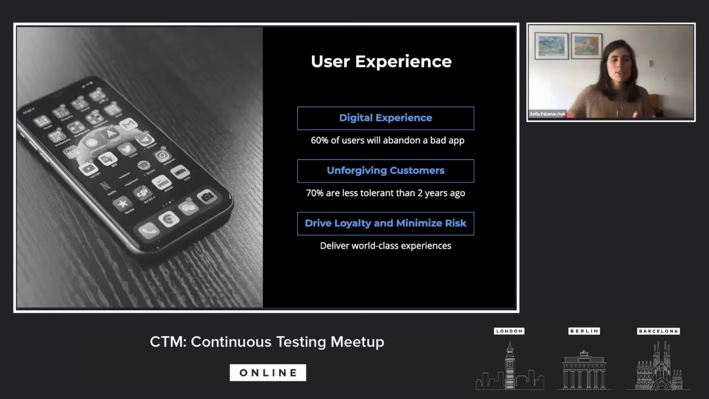This abandonment rate impacts the digital transformation that many companies are going through, and it's something we have to bear in mind when we are developing and testing our apps. The same report, from last year, shows that 70% of customers claim to be less tolerant of problems with their digital services than two years ago. These unforgiving customers can actually destroy our brand. When they encounter unacceptable digital experiences, they will first switch suppliers, and they can also discourage other users from using our apps. So this can really affect our brand.